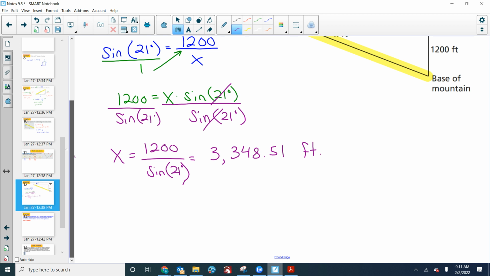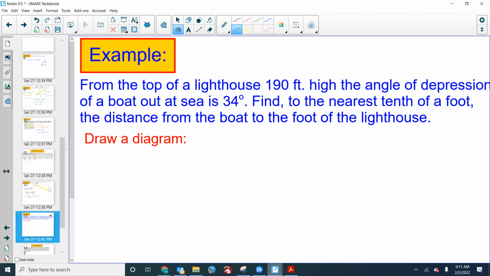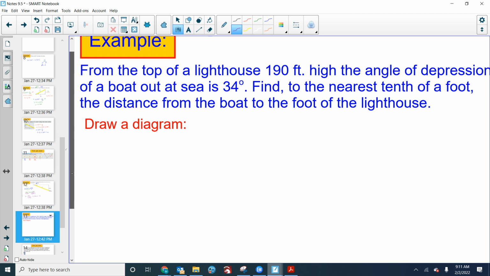Be careful. I'm telling you right now. When the unknown is the hypotenuse, it has to go in the denominator. Both sine and cosine have over hypotenuse. You're going to have to do two steps to solve for it: cross multiply and divide. That has to be it.